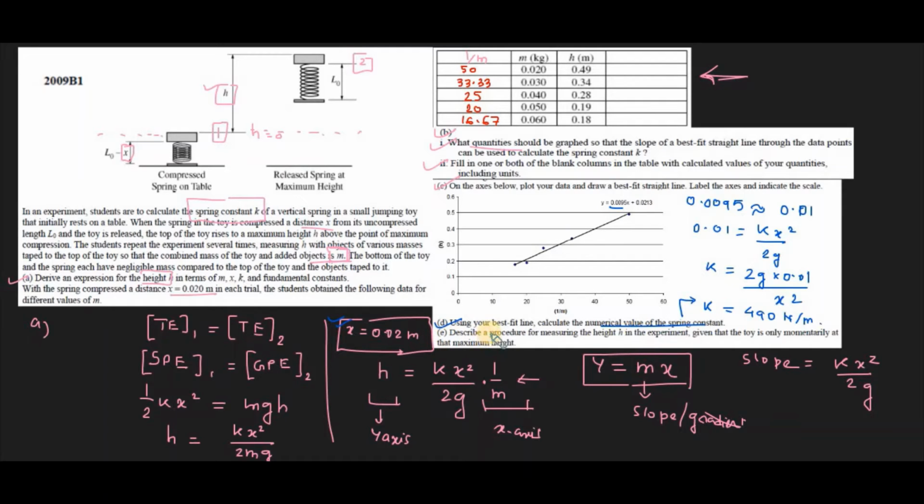And in the last part E, describe a procedure for measuring the height h in the experiment, given that the toy is only momentarily at that maximum height. So in this case we can do videography. We can take the complete videography of the entire experiment, and then we can pause the video. I mean, we can instantaneously measure the time with the help of the videography, to find what the maximum height of the object could be, and from there, with the help of the kinematics equations, we can determine the maximum height in the experiment.